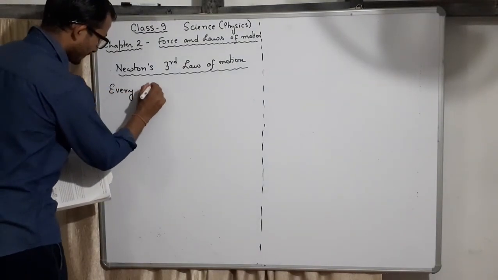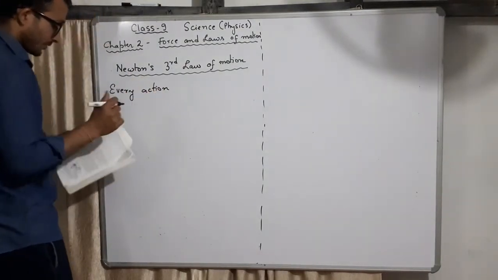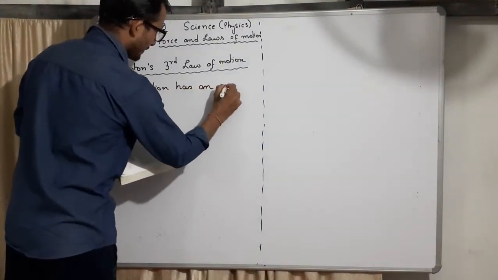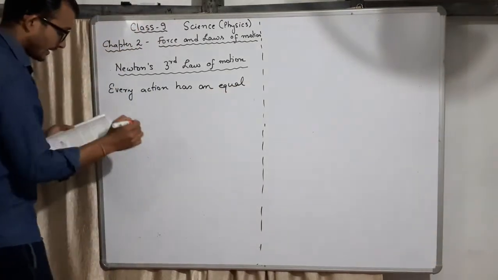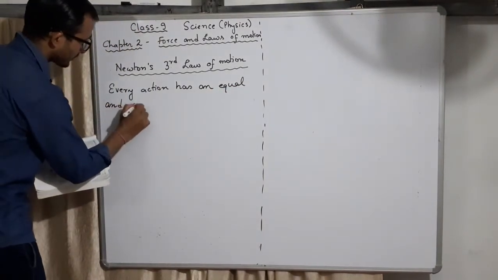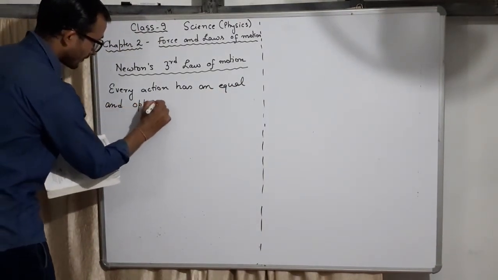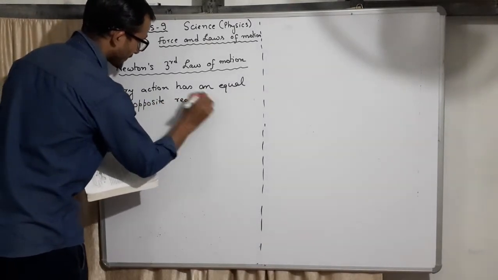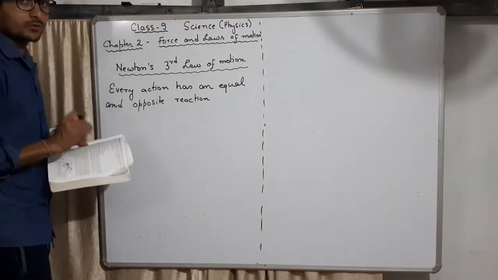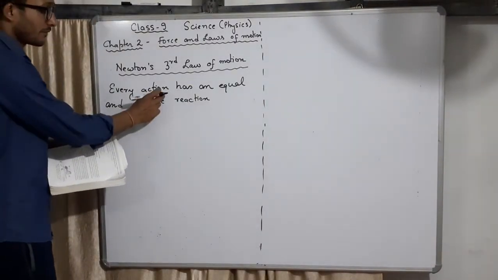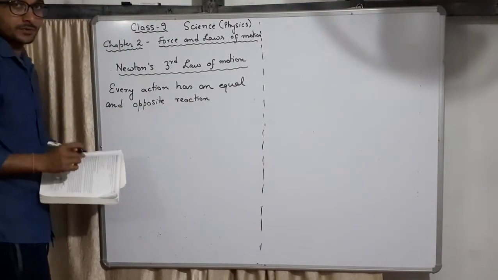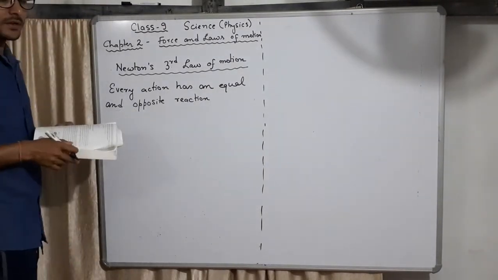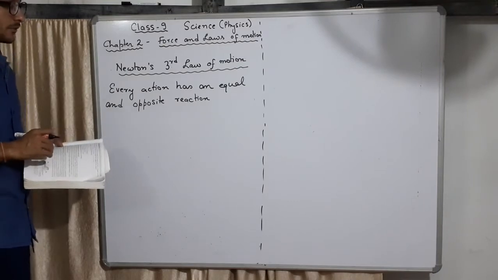Every action, remember action means force, has an equal and opposite reaction. It is very easy to remember. Two things, action and reaction, both are forces. To every force there is another force, its pairing force. We call these mirror twins also. There is a name given, mirror twins.